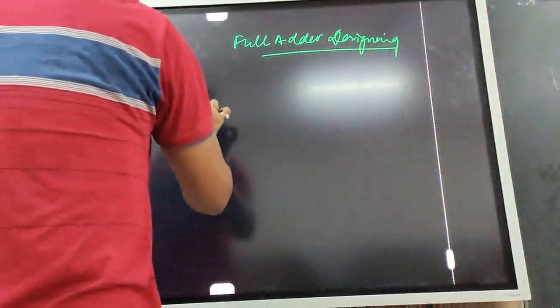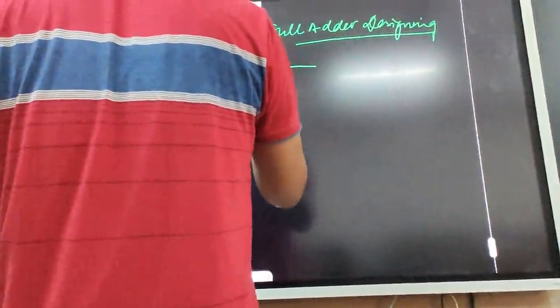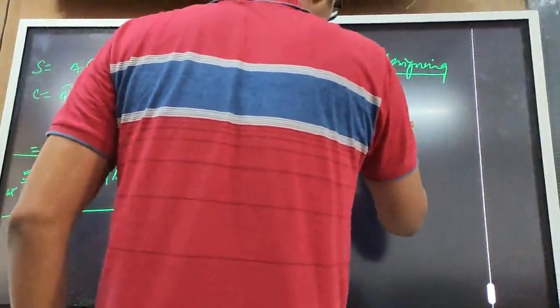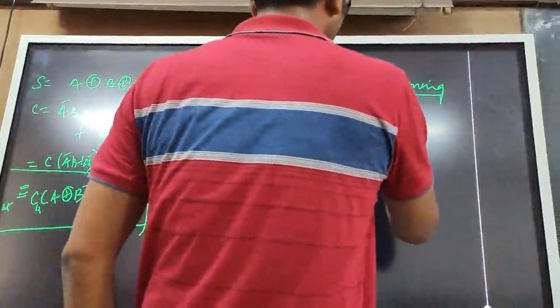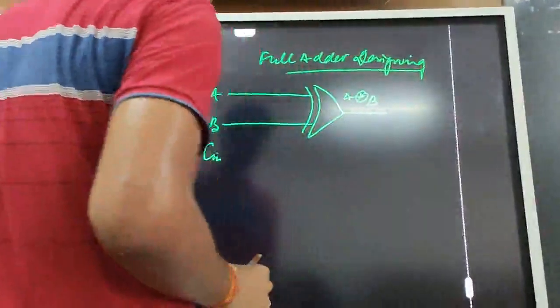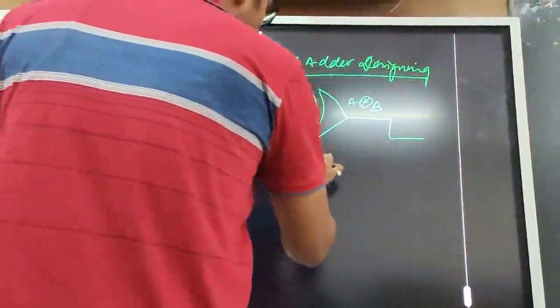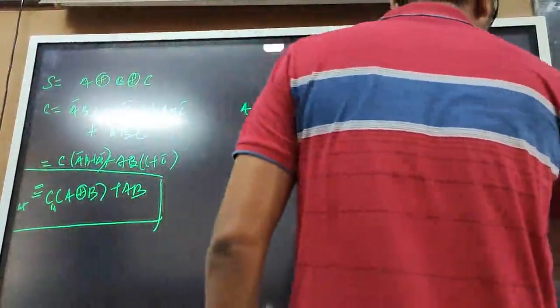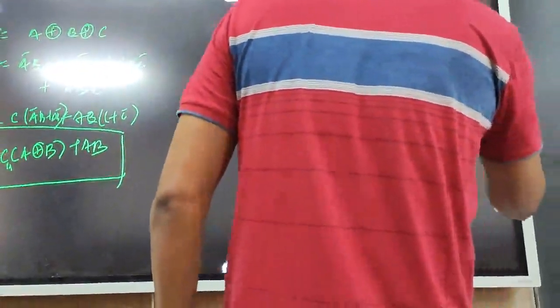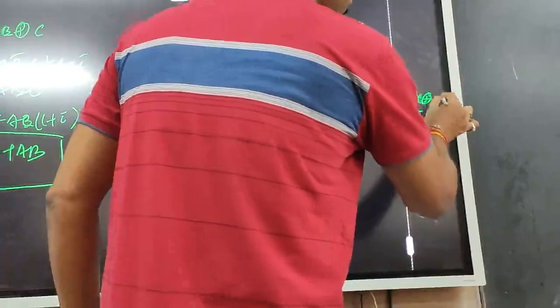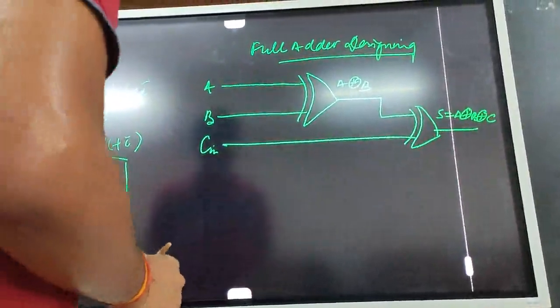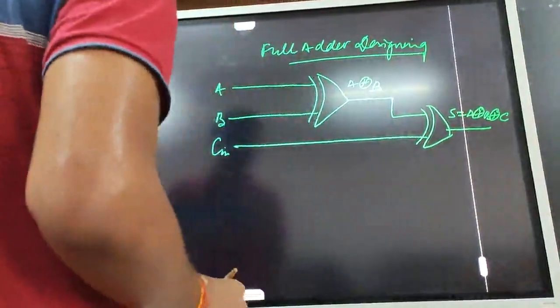We have to take 3 inputs. First, we will take the XORing of first two terminals, and this will give you A XOR B. Finally, you have to utilize this input also, and this will give you S, which is A XOR B XOR C. So this is our sum.